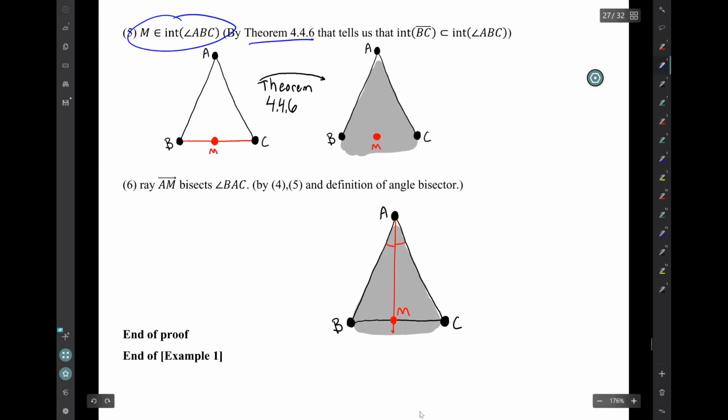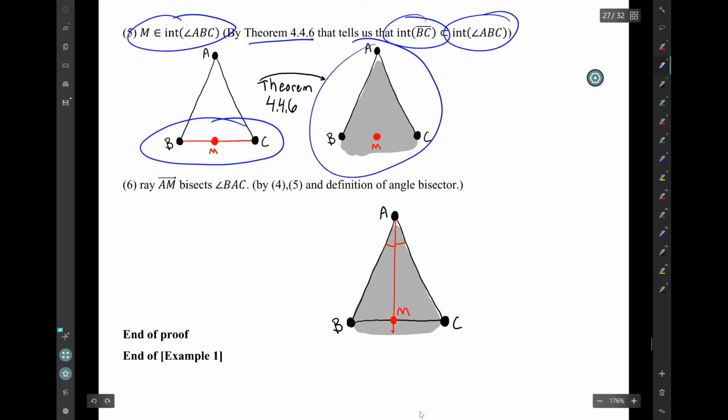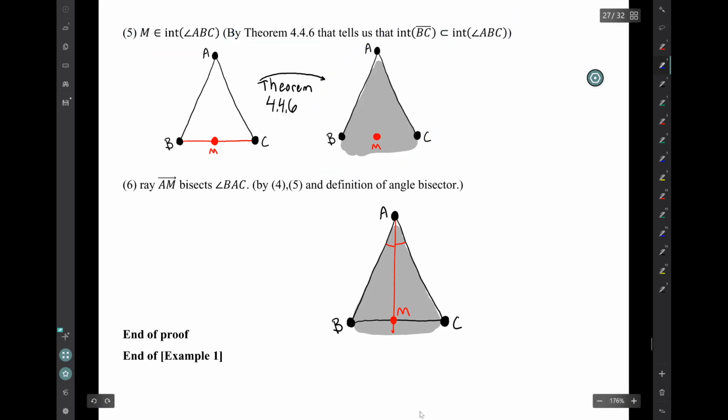That's by one of those old theorems that I mentioned in the review at the beginning of the video. Since point M is known to be on the side BC and is not one of the endpoints, that is, it's in the interior of side BC, we can say, therefore, that point M is in the interior of that angle. So finally now, we can say that this ray AM bisects angle BAC. That's using the fact that it creates congruent angles from step 4, and the fact that point M is in the interior of that angle from step 5. And that's the end of that proof.